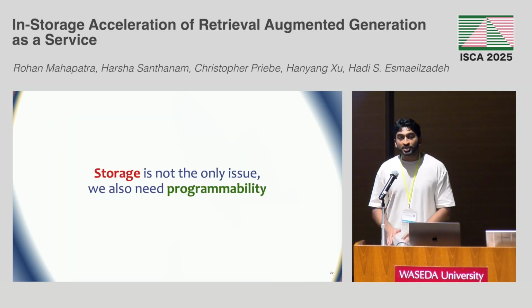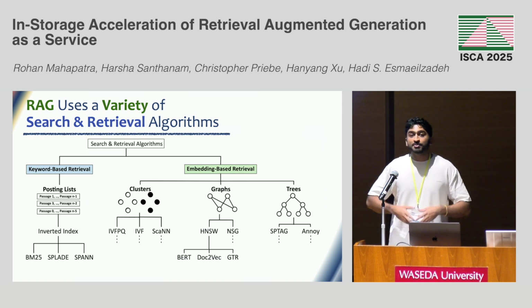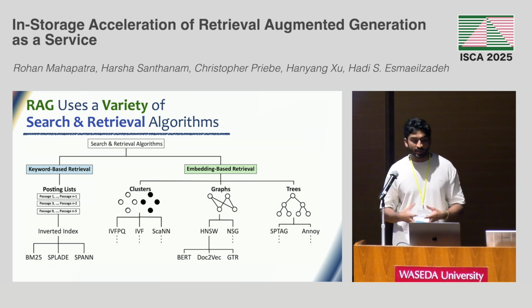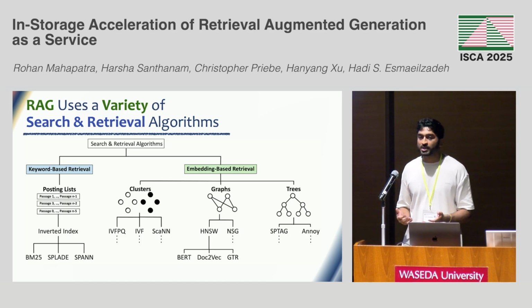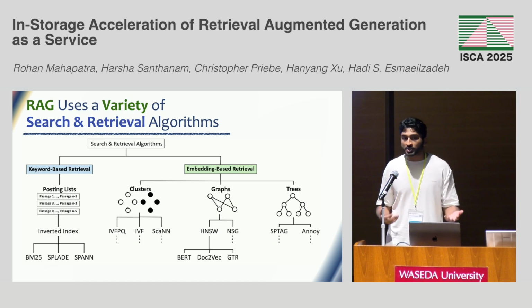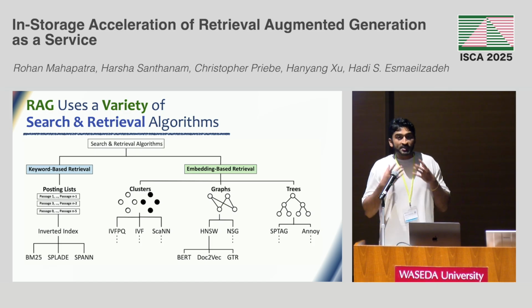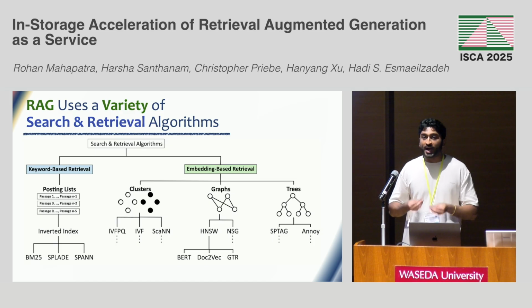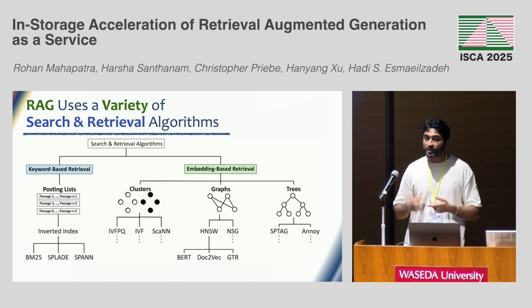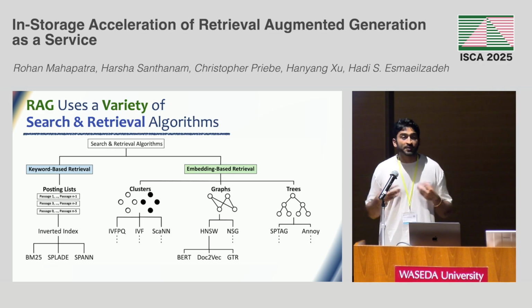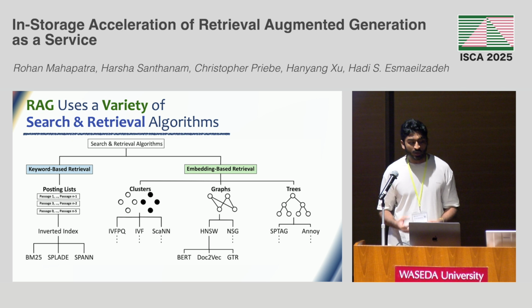Storage is not the only issue. We also need to think about programmability. And the reason why we need to think about programmability is because there's a diverse range of search and retrieval algorithms. During our work, we came up with two classes, embedding-based retrieval and keyword-based retrieval. Embedding-based retrieval is what we've already been talking about, where you take your documents, embed them, store them, and search over them. Now, we specifically talked about one way of doing this, which is a graph-based approach. But there's also other ways of doing this. There's cluster-based approaches, there's tree-based approaches, and within these approaches, there's different implementations, and for each implementation, there's different ways of actually embedding the documents and embedding the queries.